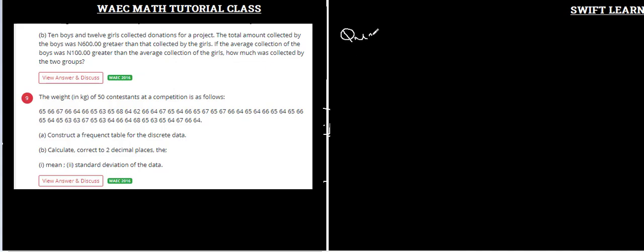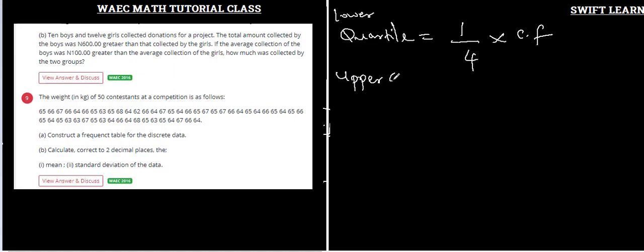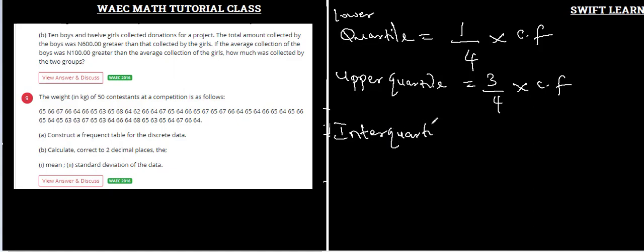What is quartile? From the word quartile, it means 1/4 of something. So you have lower quartile and upper quartile. Lower quartile means 1/4 times the cumulative frequency. The upper quartile is 3/4 times the cumulative frequency. Then we have interquartile. From the word inter, you are saying Q3 minus Q1. This is known as Q1. This is known as Q3.